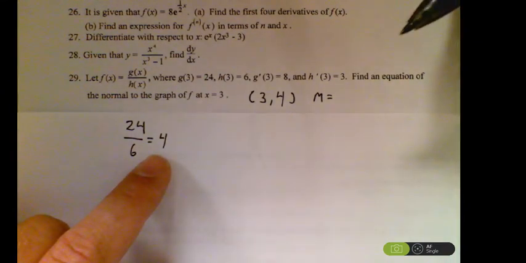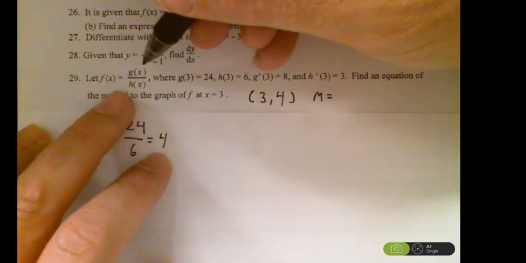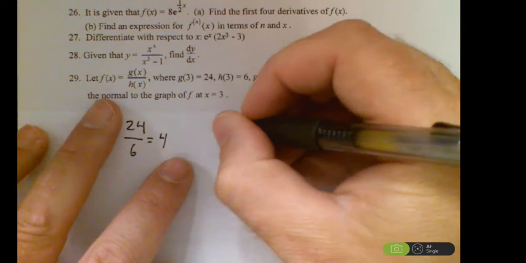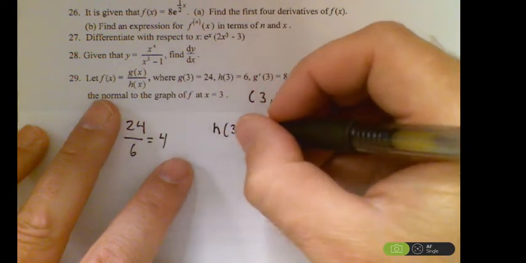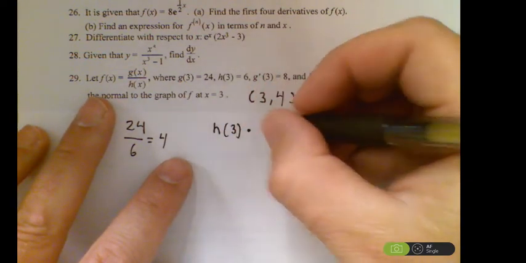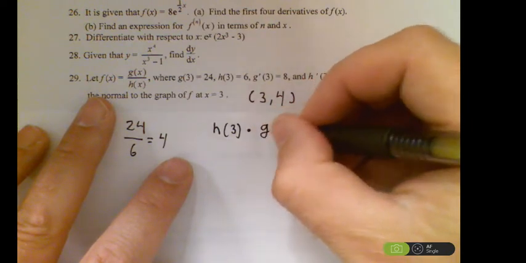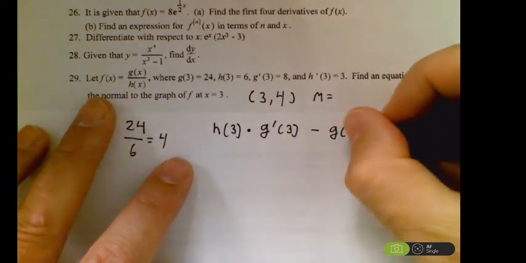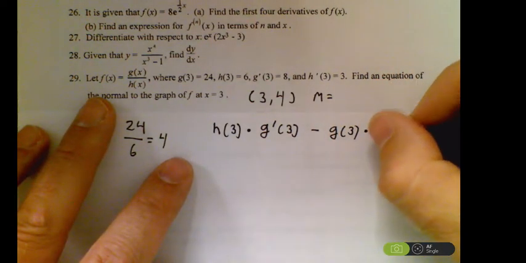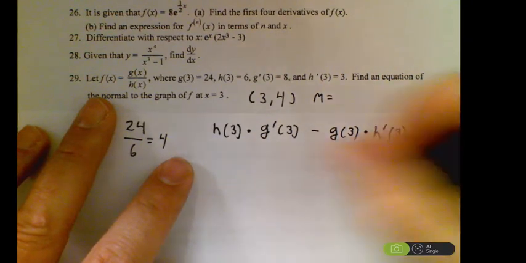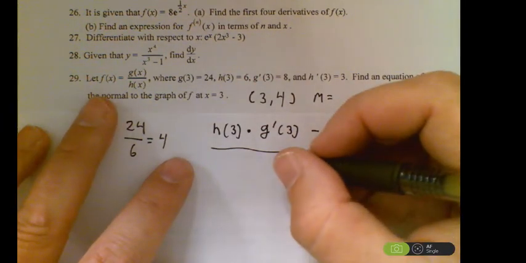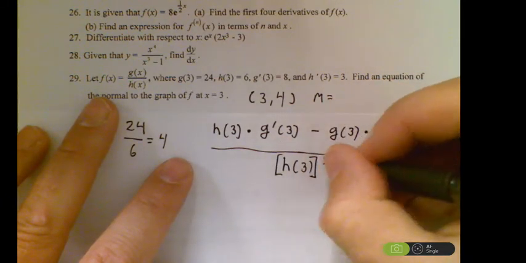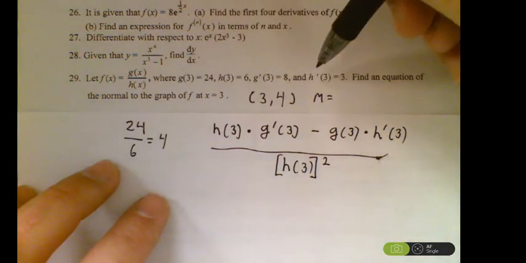Remember, slope would just come from the derivative. In this case, it's the whole quotient rule. So I have the low times the derivative of the top, minus the top times the derivative of the bottom, over the bottom squared. They gave us all that information. We just have to plug in the numbers.